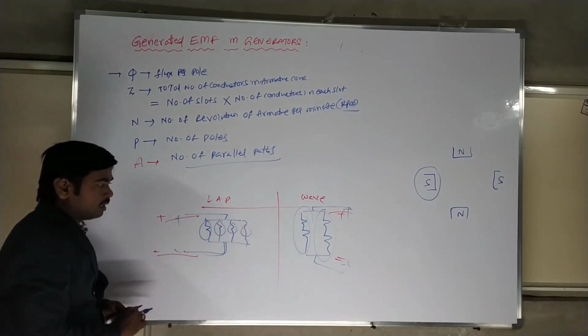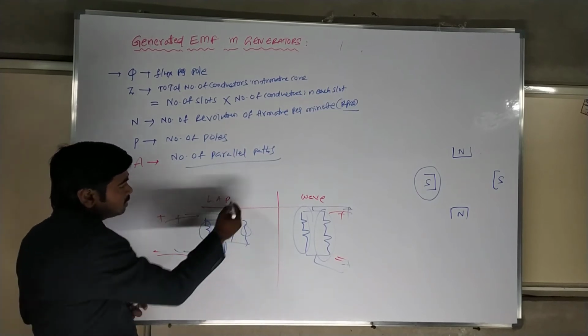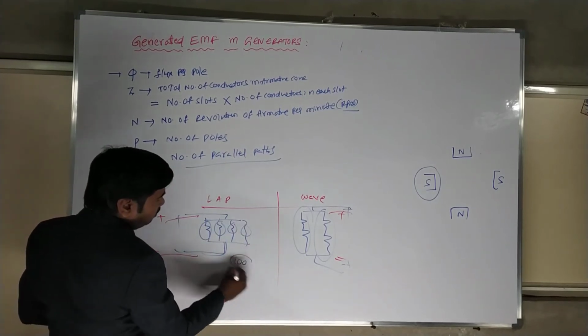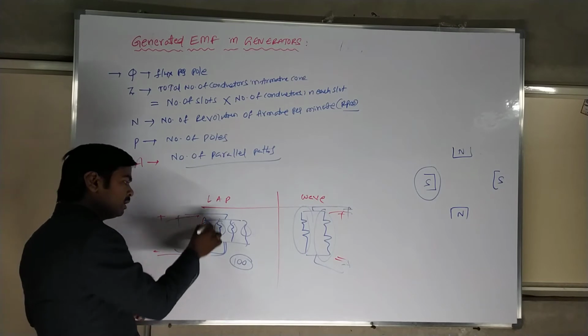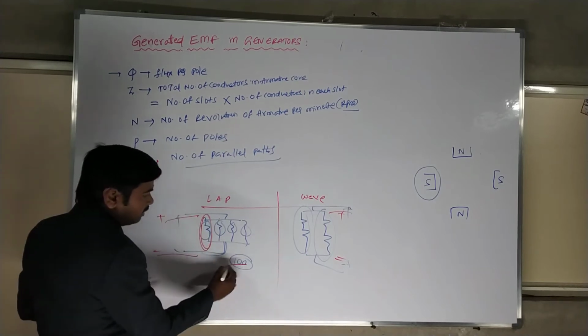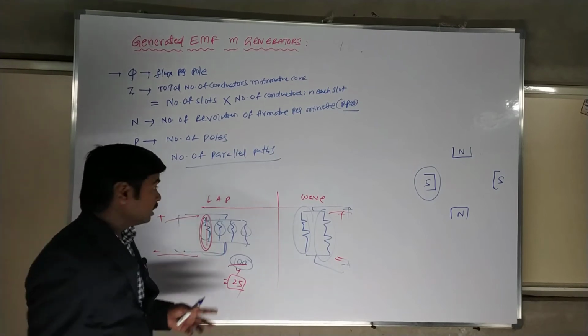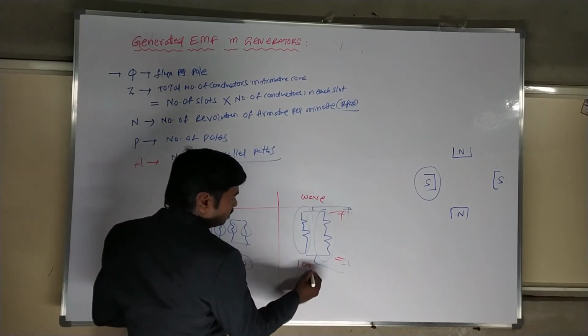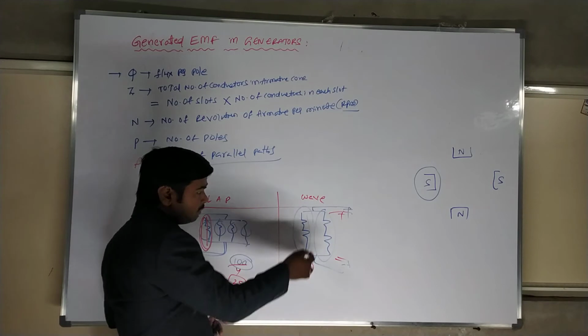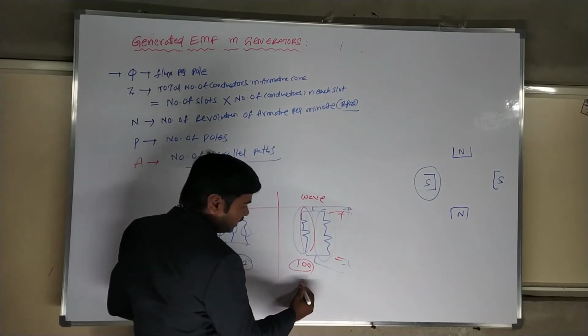Let us take 100 conductors here. In each parallel path, how many conductors? 100 by 4 gives 25 conductors. Same question, there are 100 conductors. How many conductors in each parallel path? With 2 parallel paths, there are 50 conductors.